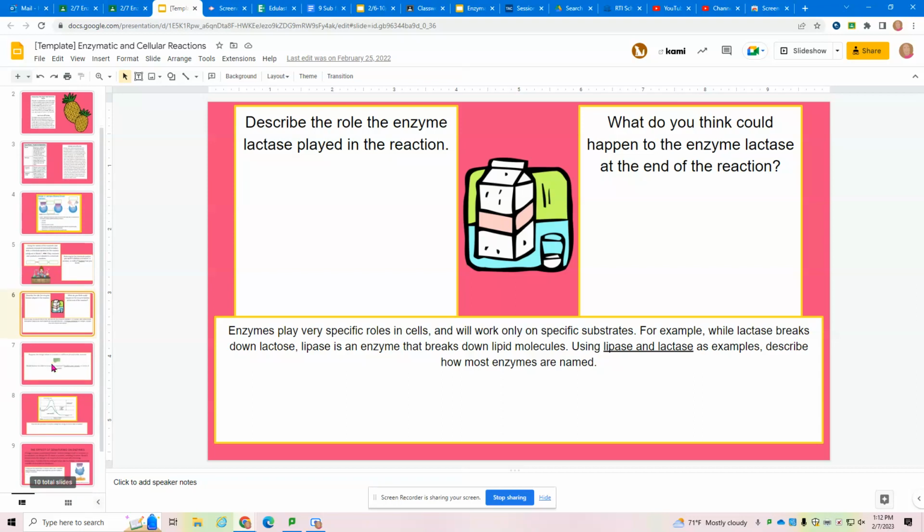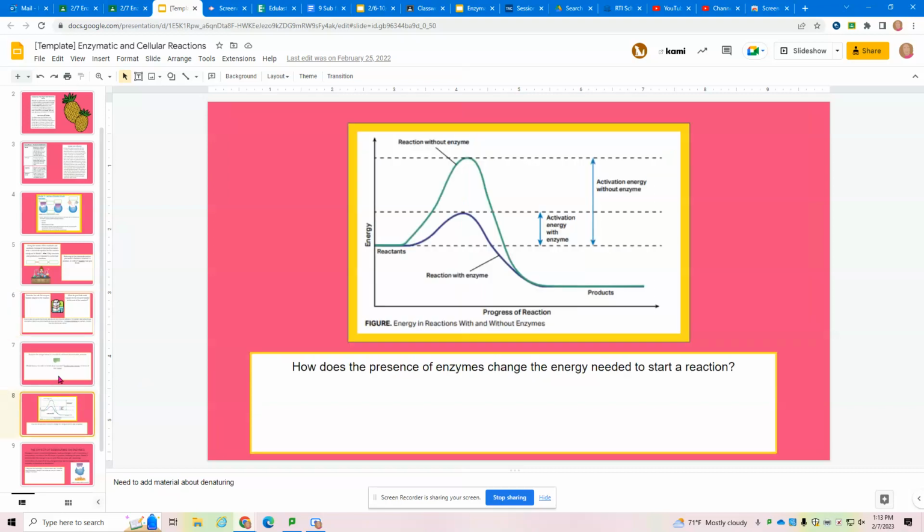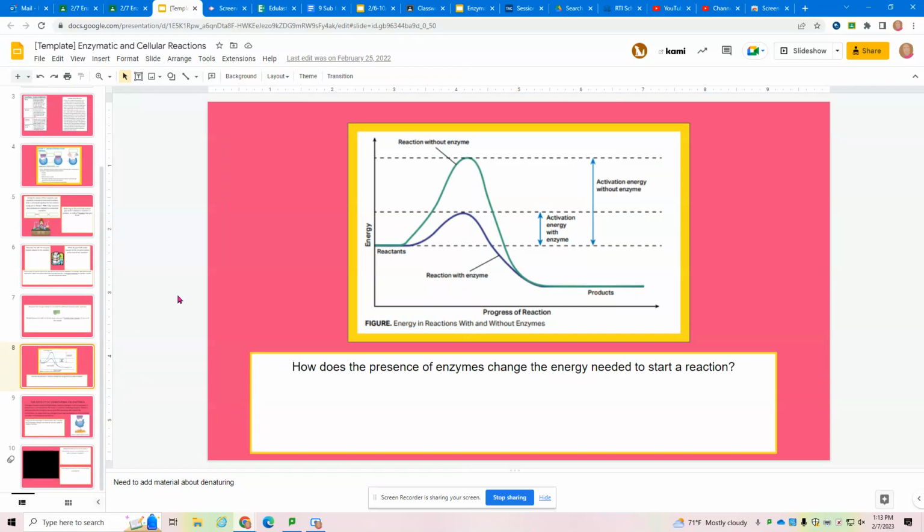So that at the end of that reaction, that enzyme is going to just sit there and wait for another lactose molecule to come. So we don't want to use energy making more and more enzyme molecules when that one can just be reused. And then right here, if we look, a reaction without an enzyme is going to require a lot of energy. And one with an enzyme is going to require a lot less energy to do the same amount of work.